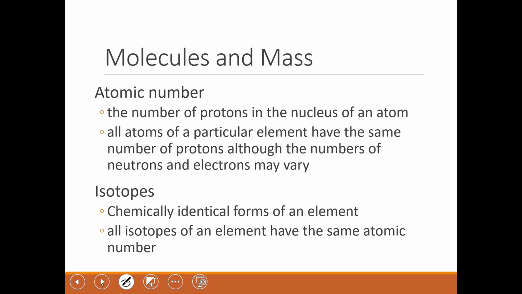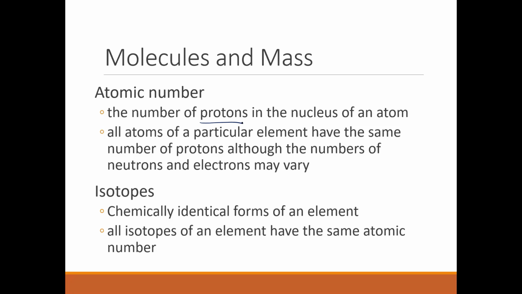Atomic number is the number of protons in the nucleus of an atom, and all atoms of a particular element have the same number of protons. The number of neutrons and electrons can vary, but the number of protons determines the atomic number and therefore determines the element type.